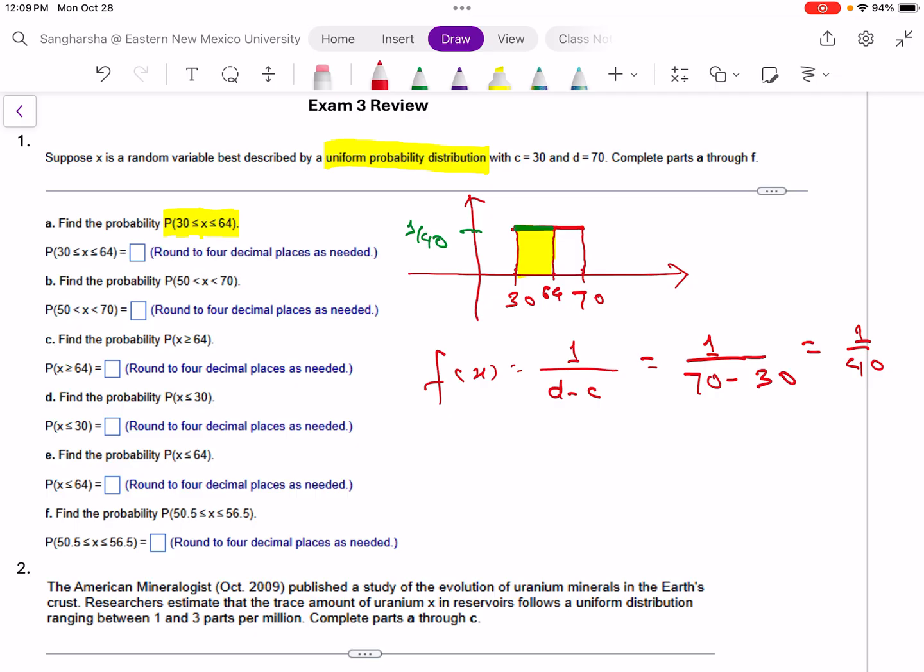Now we do have a formula here, or we don't even need the formula. This is a rectangle, and how do we find the area of this rectangle? Length times width, right? What is this length here? 34. So probability is equal to 34 times the height. What is this height? 1 over 40. That's right. So 1 over 40, and you simplify this and you get your probability.